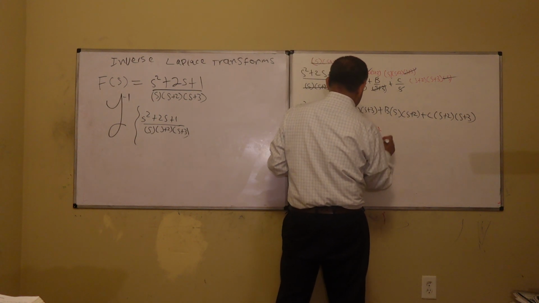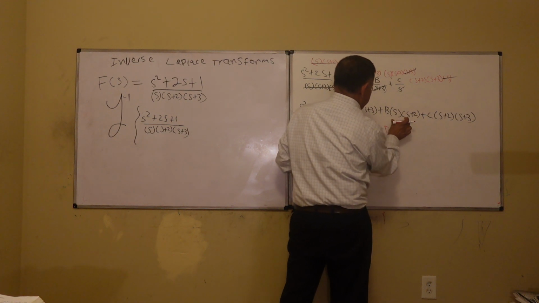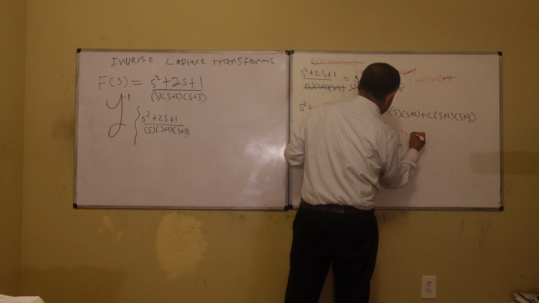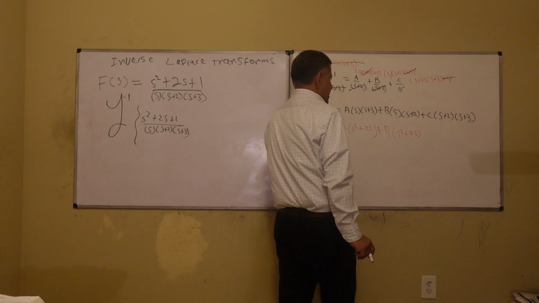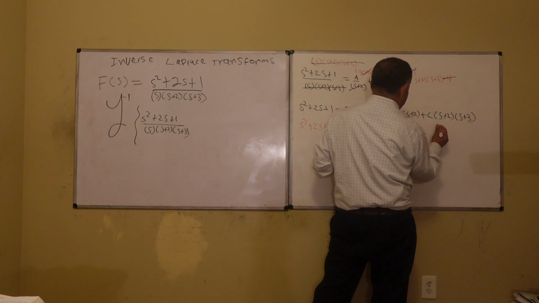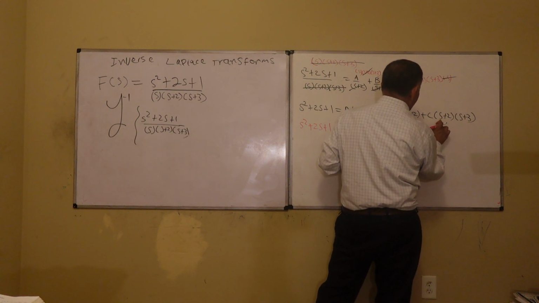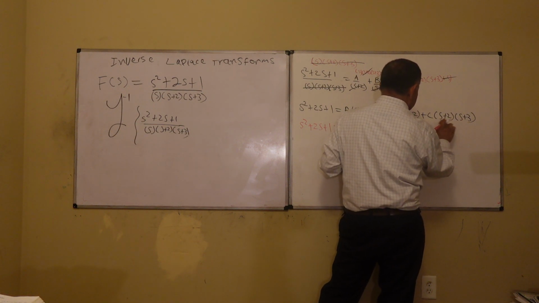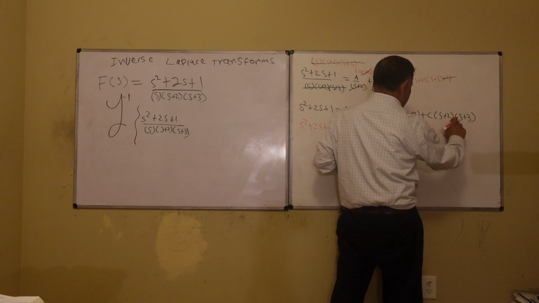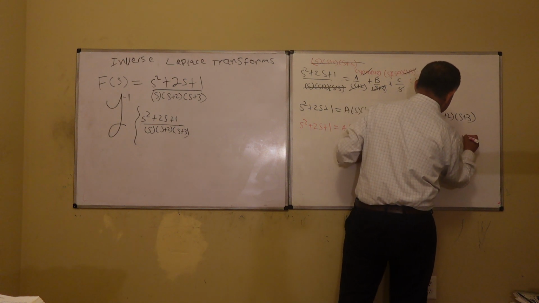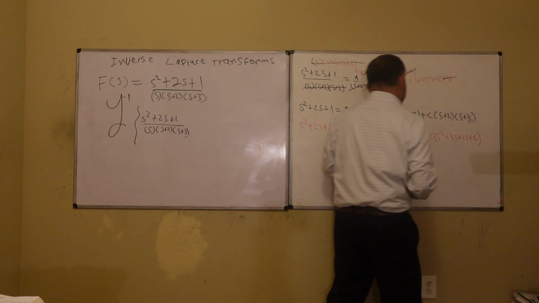Plus B, then I got S squared plus 2S, and C is equal to S squared plus, that one times that one is S squared, this one times this one is 3S, right? And this one times this one is 2S plus 2S, and that one times that one is plus 6, right?